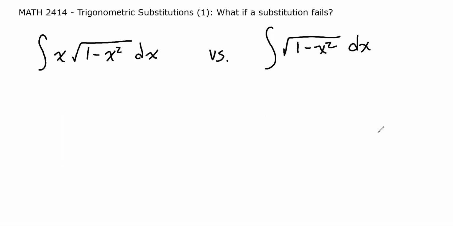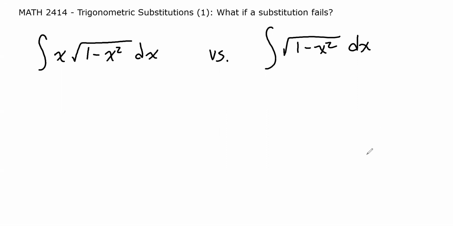To motivate what's going to happen in the second half of Chapter 6, Section 2 of the textbook that we're currently using, the first half being trigonometric integrals, I'd like to compare these two integrals. The integral on the left, the integral of x times the square root of 1 minus x squared dx, is actually a pretty straightforward substitution. So let's jump right into it.